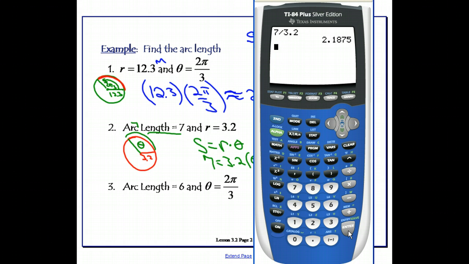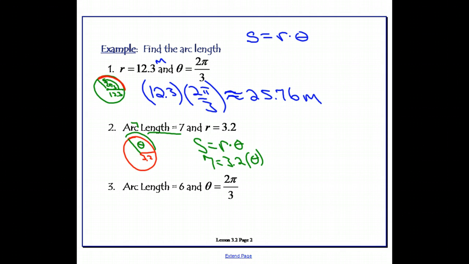Ooh, 2 doesn't seem very big. But remember, it's 2 radians. So 2.19 radians. We don't need units on it because the units are in radians. And the same thing, there are all the different variations here. What if I gave you the arc length and the angle? Could you find the radius of the circle?